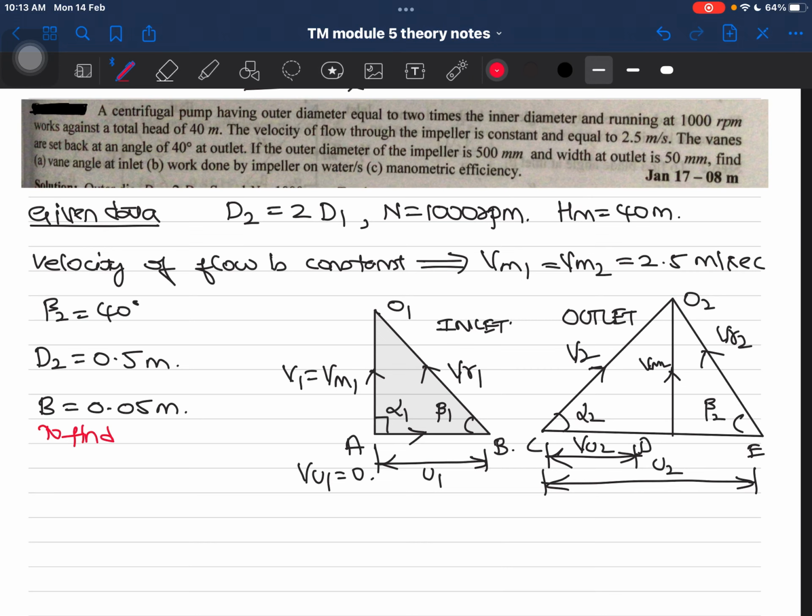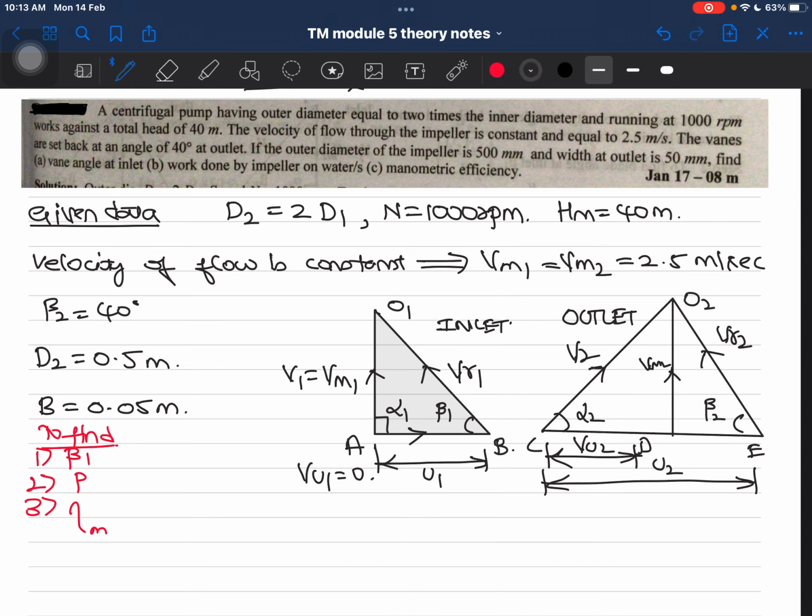To find: number one, vane angle at inlet, that is beta 1. Second one, work done by the impeller, nothing but the power developed. Third one, manometric efficiency. So all these three you have to find in this problem.